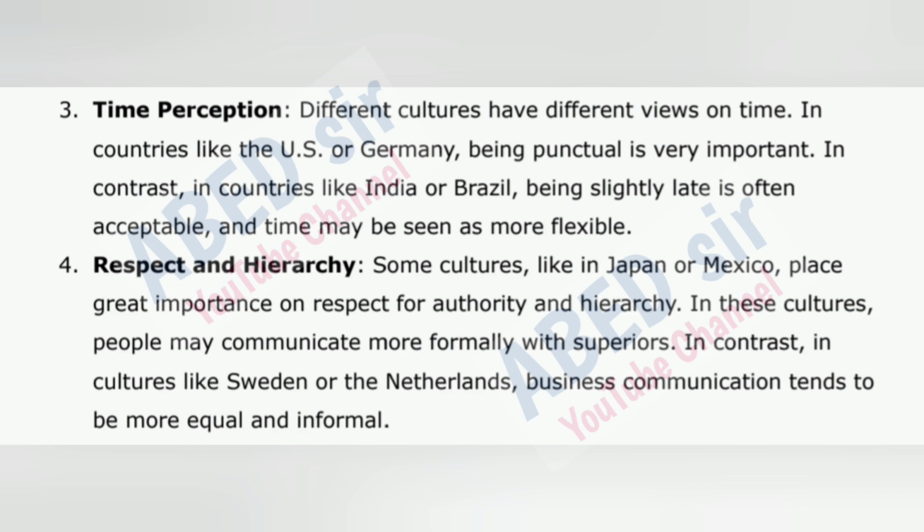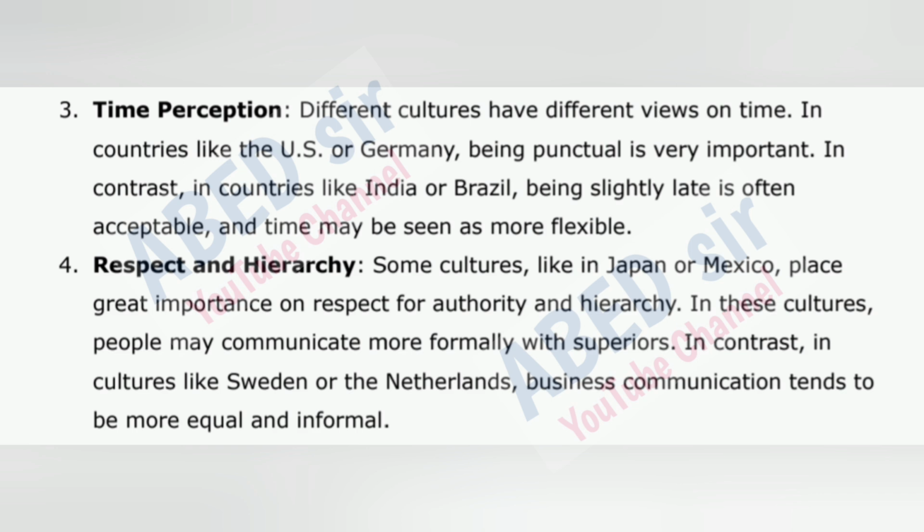3. Time perception. Different cultures have different views on time. In countries like the US or Germany, being punctual is very important. In contrast, in countries like India or Brazil, being slightly late is often acceptable, and time may be seen as more flexible. 4. Respect and hierarchy.